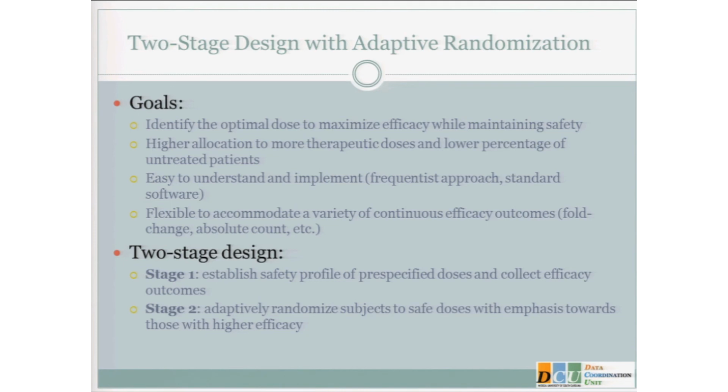And the design has 2 stages. In stage 1, we're going to establish the safety profile of the pre-specified doses and collect efficacy outcomes. And this may look like a 3+3 design, or it may look like a comparison of a number of interventions which are already being used and just making sure that what you're observing is not unacceptable. And then in stage 2, we're going to adaptively randomize subjects to safe doses with an emphasis towards those with higher efficacy. What in the world does that mean?